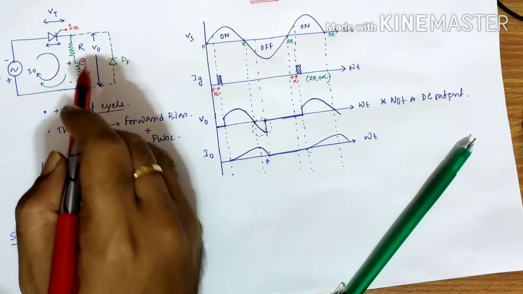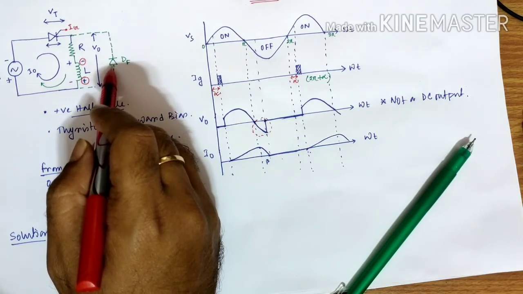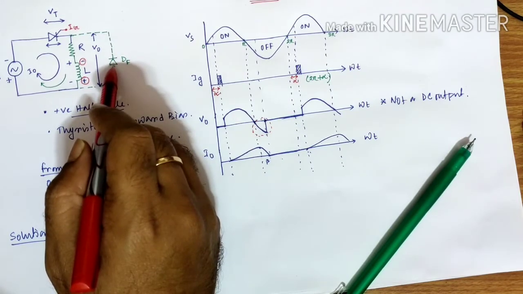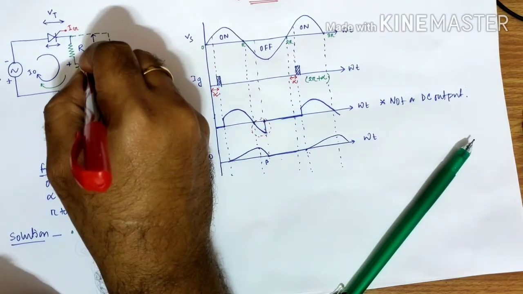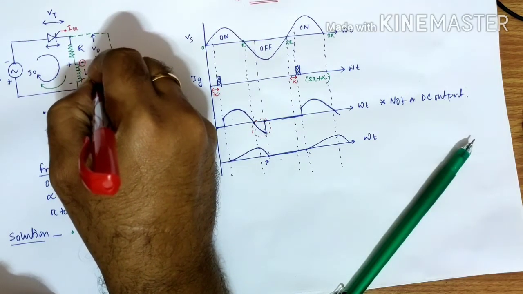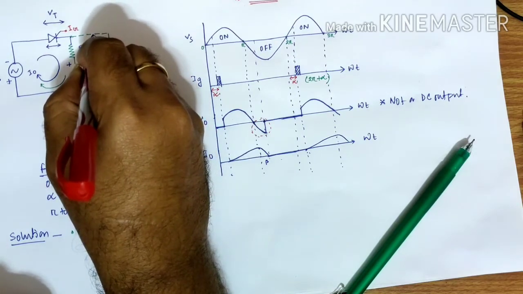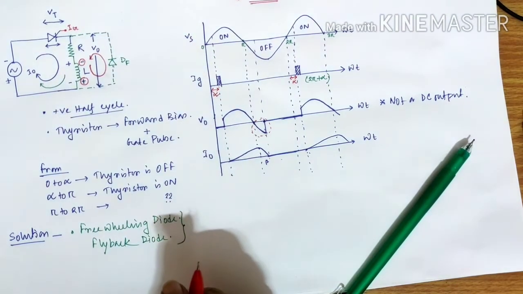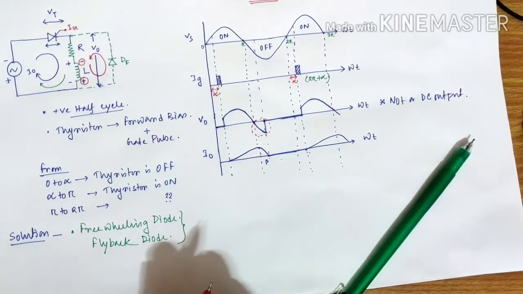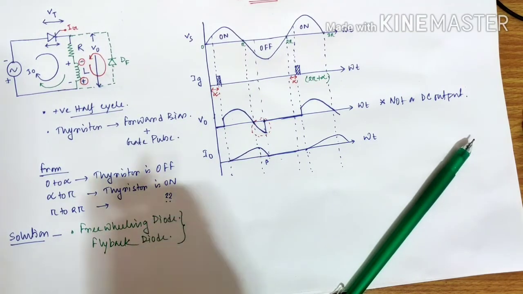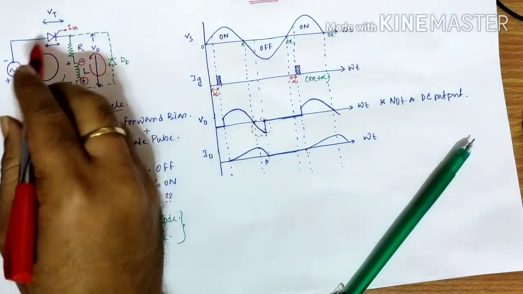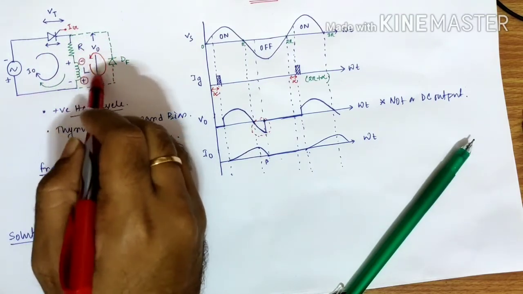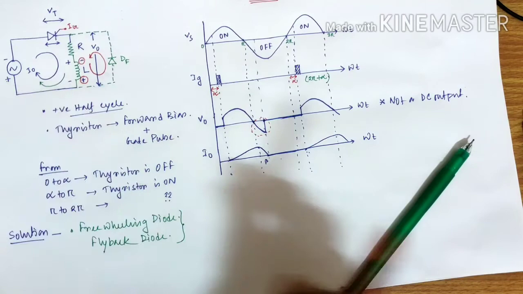Now for this particular polarity, this diode becomes forward biased. When the diode is forward biased, we know it can conduct. Then what will happen? The inductor will try to discharge through this path. And when the diode is conducting, its internal resistance becomes very small. So instead of discharging through the other path, the circuit will discharge through this path.